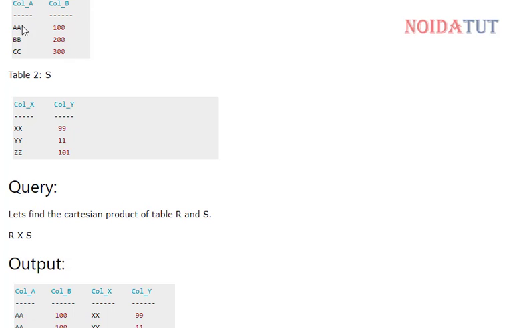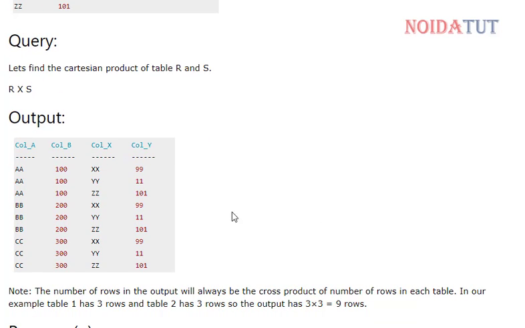Column A, AA, AA. Then it is going to display AA 100, 1, 2, 3, then 1, 2, 3. Every section is going to have 3 parts. That is the cross product.